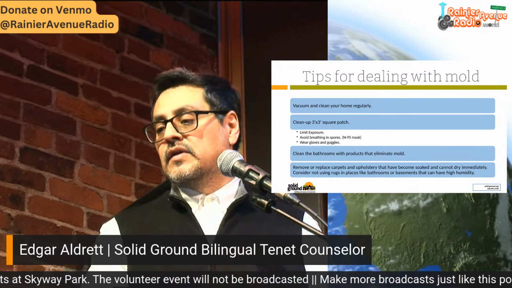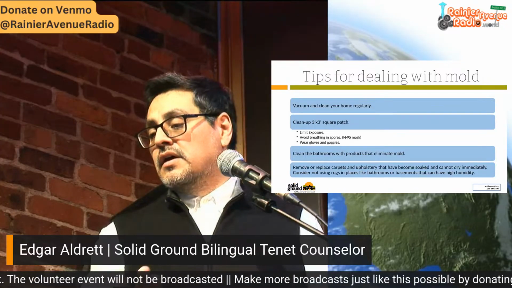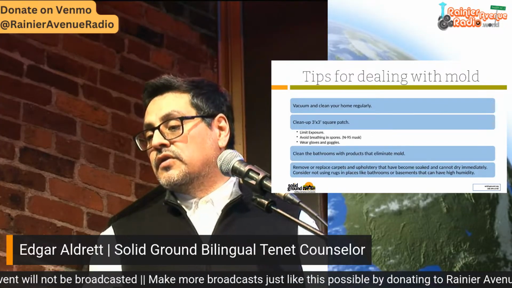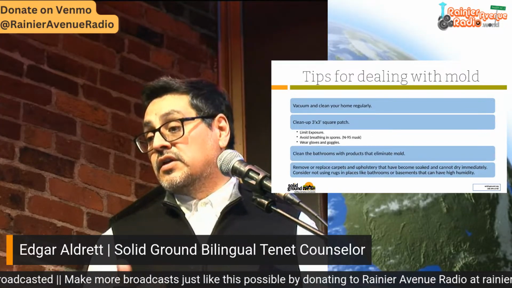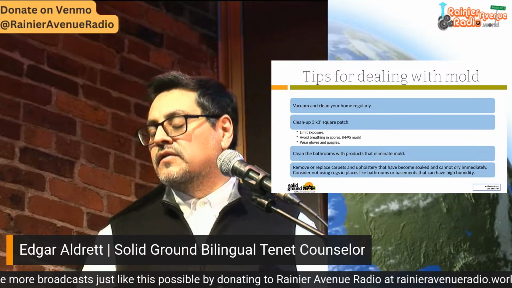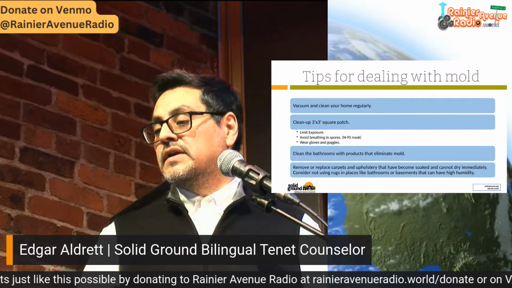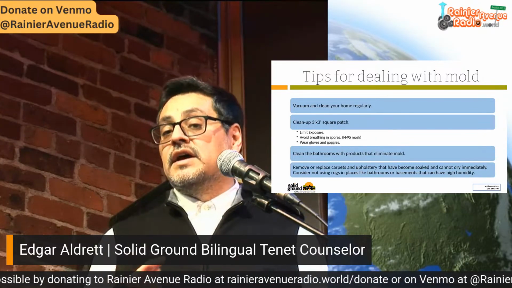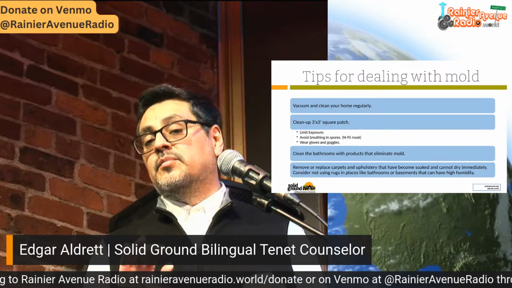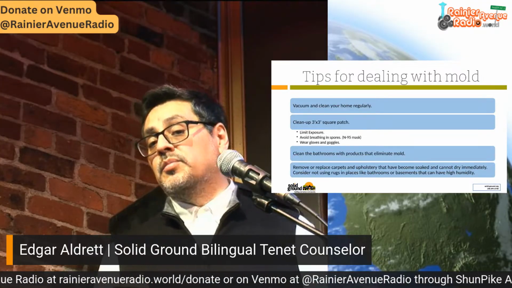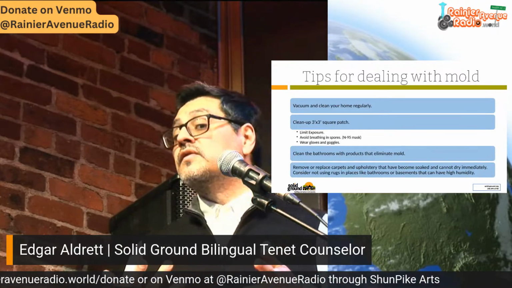So treat it as a repair request. On the slide, you can see continuing further things that you can do, more tips like vacuuming and cleaning, getting rid of, as best as you can, any dust, dirt that's accumulated. You are technically allowed to clean up a patch, no more than a 3x3 patch of mold. You can do that yourself.